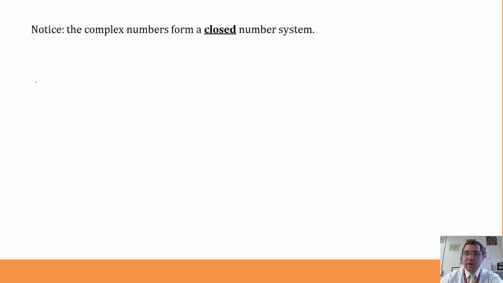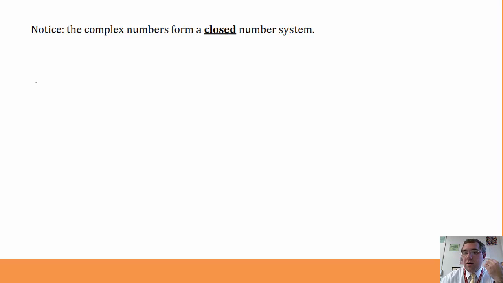The complex numbers, though, are closed under all of the regular operations. If I add two complex numbers, I always get a complex number. I subtract two complex numbers, I always get a complex number. I multiply two complex numbers, I always get a complex number. I divide two complex numbers, I always get a complex number. I can take complex numbers to powers and always get a complex number. I can even take roots of complex numbers. Complex numbers form a closed number system.